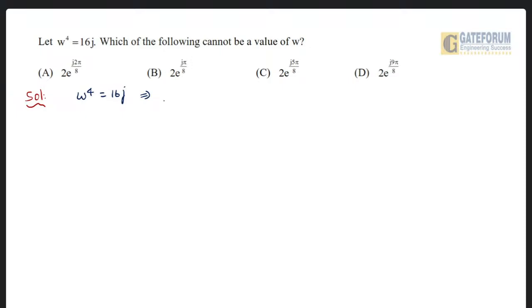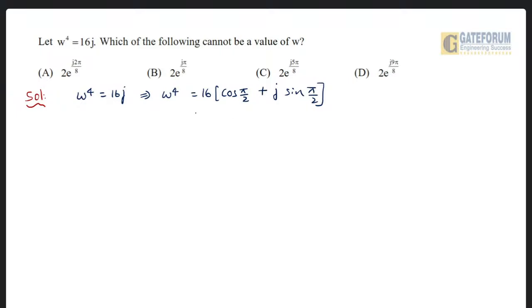So this I can write: just like j is nothing but e power j pi by 2, cos pi by 2 plus j sin pi by 2 is nothing but j only. So 16j can be written as 16 into cos pi by 2 plus j times sin pi by 2. Sin 90 is 1, cos 90 is 0. This is modulus-amplitude form, where the modulus of 16j is 16 and the amplitude theta is pi by 2.